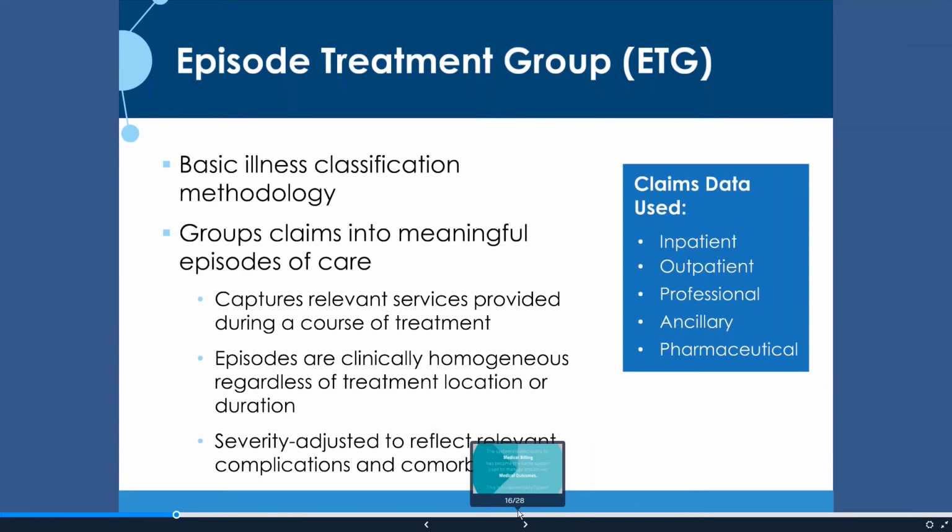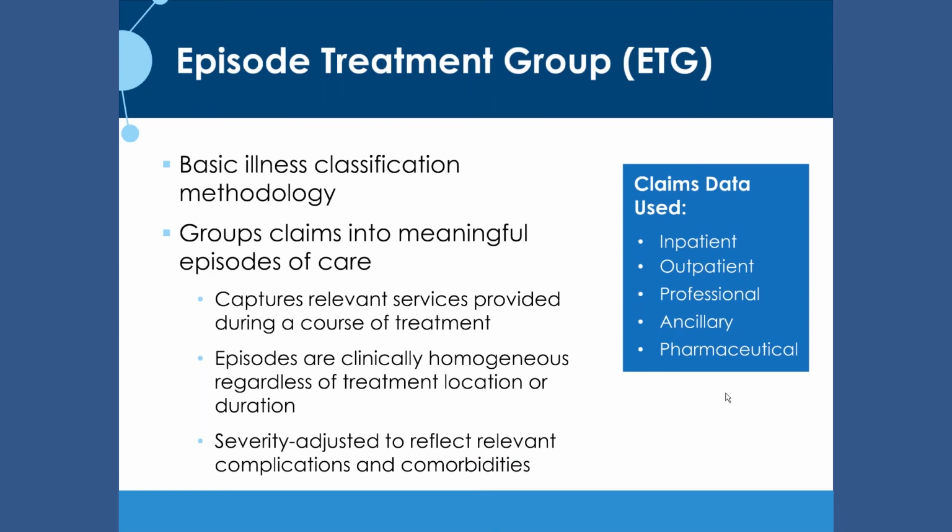The episodes then get rolled up into what we like to call ETGs, or episode treatment groups. These are basic illness classification methodologies. They group claims into meaningful episodes of care. It captures relevant services provided during the course of treatment. Episodes are clinically homogeneous regardless of treatment location or duration, and they are severity adjusted to reflect relevant complications and comorbidities.